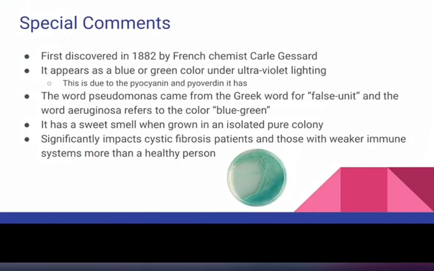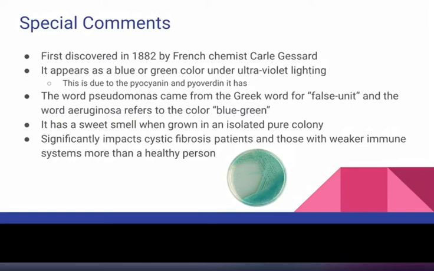So special comments about Pseudomonas aeruginosa is that it was first discovered in 1882 by the French chemist Carle Gessard. It appears as a blue or green color under ultraviolet lighting, and this is due to the pyocyanin and pyoverdin it has. The word Pseudomonas comes from the Greek words for false unit, and the word aeruginosa refers to the color blue-green, hence the name Pseudomonas aeruginosa.